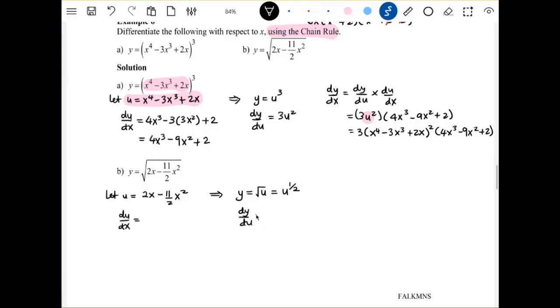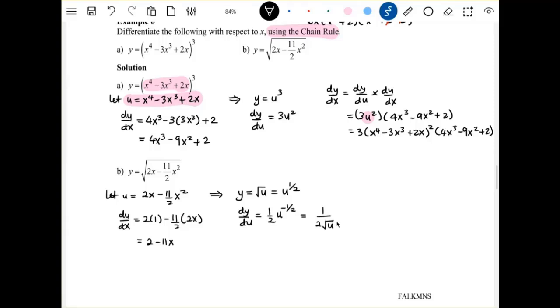Okay, so du over dx, we have to differentiate x, which is 1, minus 11 over 2, differentiate x², we get 2x. So simplified we're going to have 1 minus 11x. And then for the dy over du, differentiate u to the power of half, bring the power to the front, power minus 1. So directly we will find it is 1 over 2 square root of u.